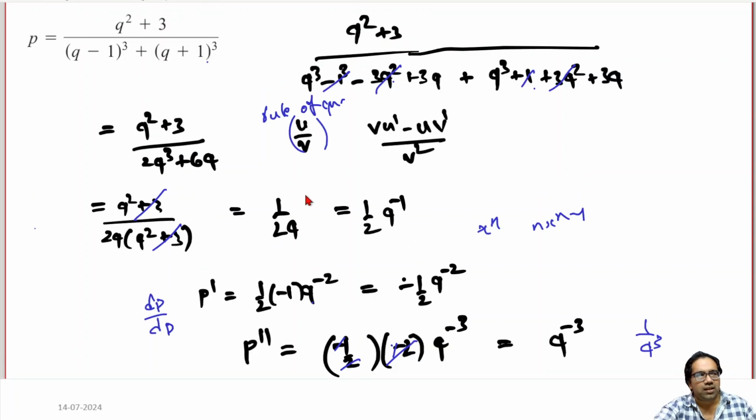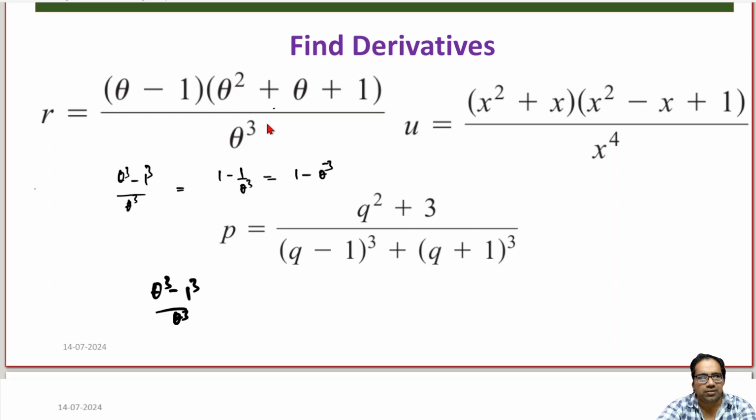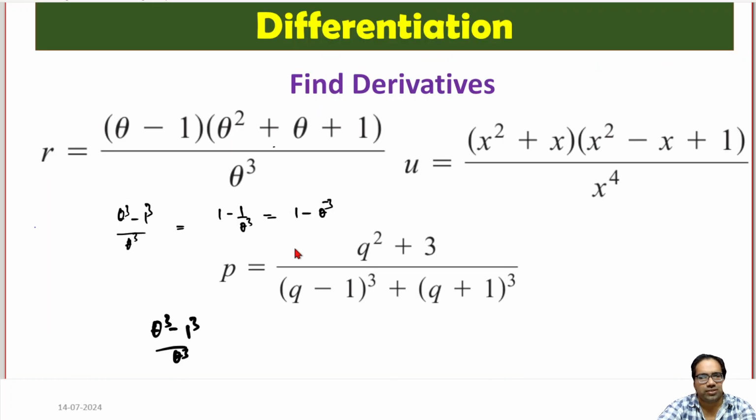Right, guys? So this is how, when we are given some questions which look a little complex, we should try to simplify them first before applying u by v or the rule of quotient, right?